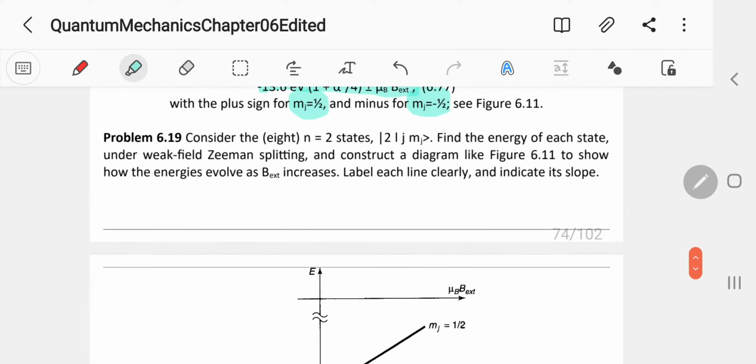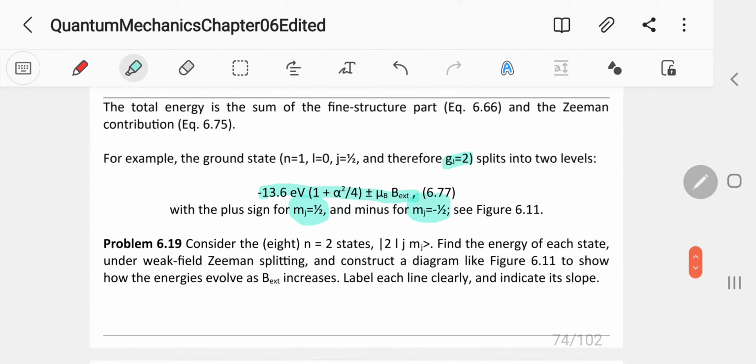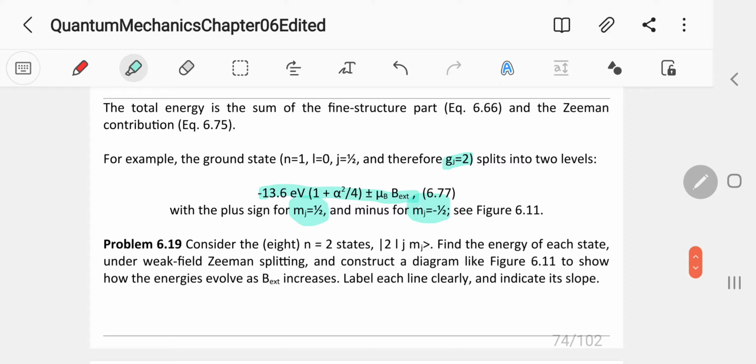By the way, if you have time, you can solve also this problem, 6.19, so you can understand more about the topic.